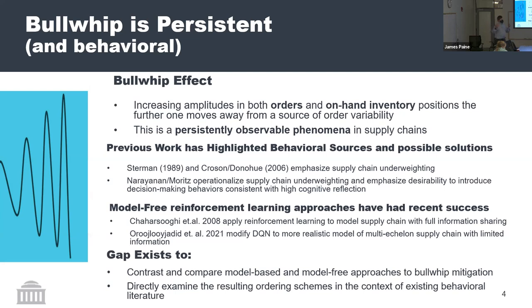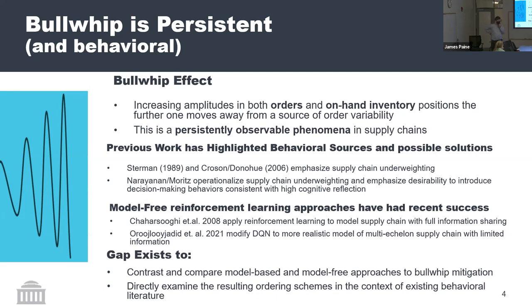Somewhat of a related question in there is, once one takes these two different models, can we look at them under the context of existing behavioral literature? We have 60 plus years of discussions about the behavioral influences that lead to bullwhip. We have both model-based and model-free approaches. This literature should have connective tissue. Let's go ahead and find it and make it a little bit more explicit.